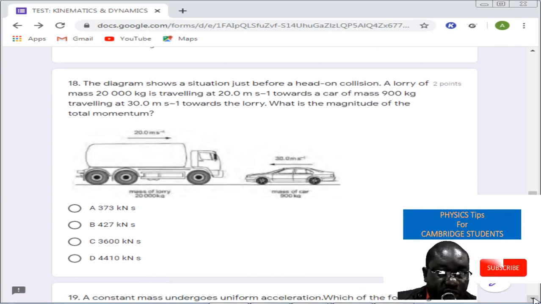Number 18. The diagram shows a situation just before a head-on collision. A lorry of mass 20,000 kg is traveling at 20 meters per second towards a car of mass 900 kg traveling at 30 meters per second towards the lorry. What is the magnitude of the total momentum? Total momentum, right. Remember, momentum is a vector quantity, so we need to take into consideration the direction.